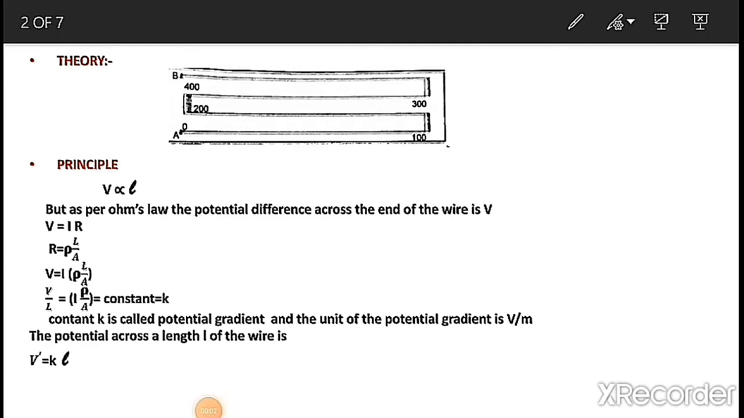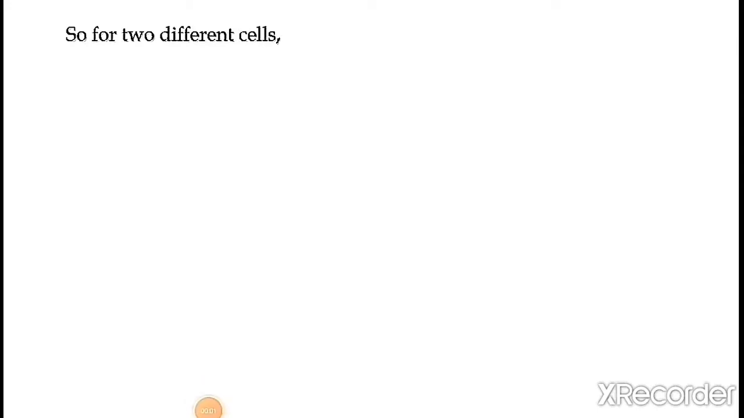Now we can use this relation V equals KL to derive the formula to calculate the EMF of two primary cells. Suppose only the Lagrange cell is connected in this circuit, then the EMF of the Lagrange cell is considered as E1, and the corresponding balancing length is L1. In that case E1 equals K times L1. Similarly, if only the Daniell cell is connected, then its EMF is E2 and the balancing length is L2. In that case E2 equals K times L2.